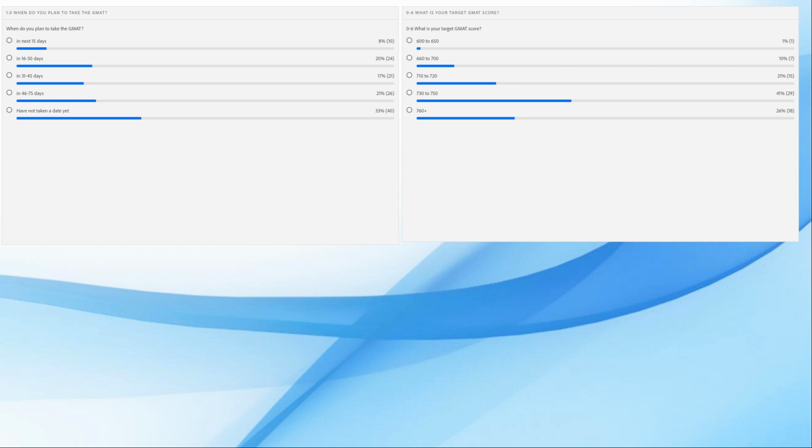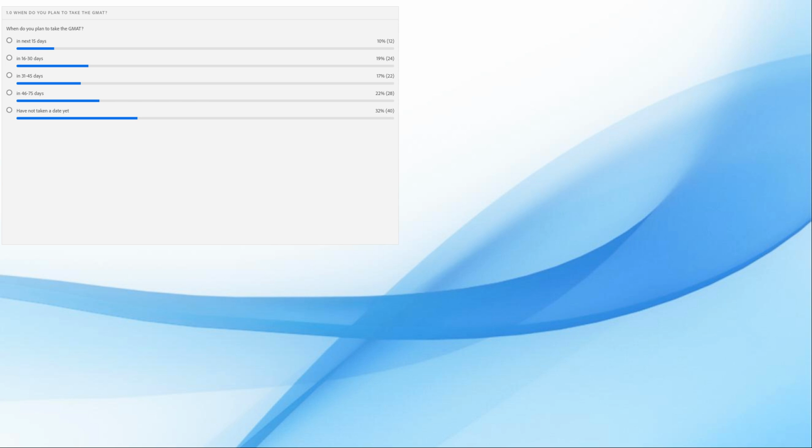All right, let's get a few more responses. So about 40% of the class is in the 730 to 750 bracket, 25% in that 760 or higher, and then we have about 22%, a very similar number, in the 710, 720, and about 12% of the class in the 660 to 700 bracket. And with regards to when people plan to take their test, many of you haven't taken a date as of yet. That's about 40%. And then we have 46 to 75, another 22% over here.